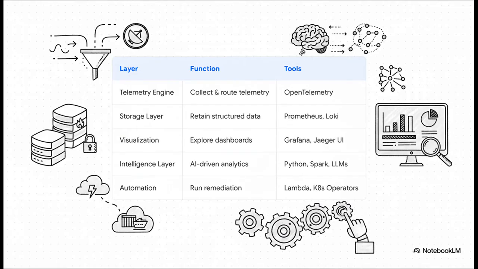So you can think of the platform as being built in layers, and each one has a very specific job. Down at the bottom, you've got the telemetry engine, which is powered by OpenTelemetry, and it's collecting and routing all the data. Then the storage layer uses tools like Prometheus and Loki to hold all that data. The visualization layer, with something like Grafana, lets you actually see it. And then finally, the top two layers are where it gets really cool. The intelligence layer analyzes the data, and the automation layer, using tools like Kubernetes operators, which are basically software robots, can act on those insights automatically.